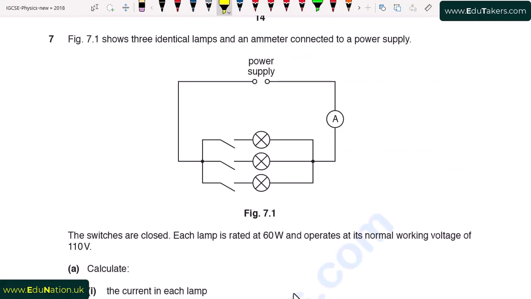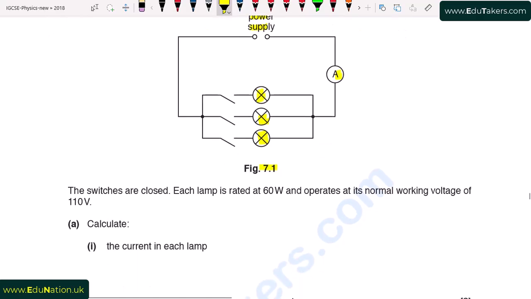Question number 7. Figure 7.1 shows 3 identical lamps and an ammeter connected to a power supply. Here is figure 7.1 and we can see that there are 3 lamps connected in parallel, and there is also an ammeter and a power supply. The switches are closed. Each lamp is rated at 70 watt and operates at its normal working voltage of 110 volt. Part A, calculate the current in each lamp.